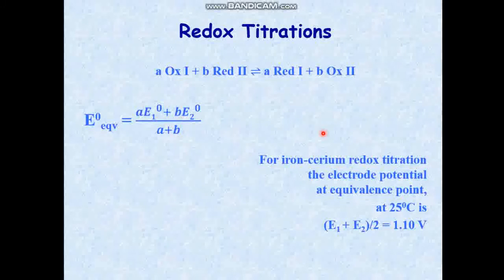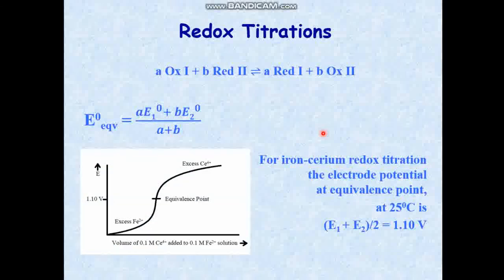Okay, now finally the graphical presentation. So this is the graphical presentation of the change in electrode potential with respect to the volume of cerium 4 plus added into the iron solution, on the x-axis. Here you look that the value of the electrode potential is gradually increasing. Here some rapid increase is taking place. So by observing this rapid increase, we can easily detect the equivalence point of the system, and you find that the electrode potential at the equivalence point is 1.10 volt.